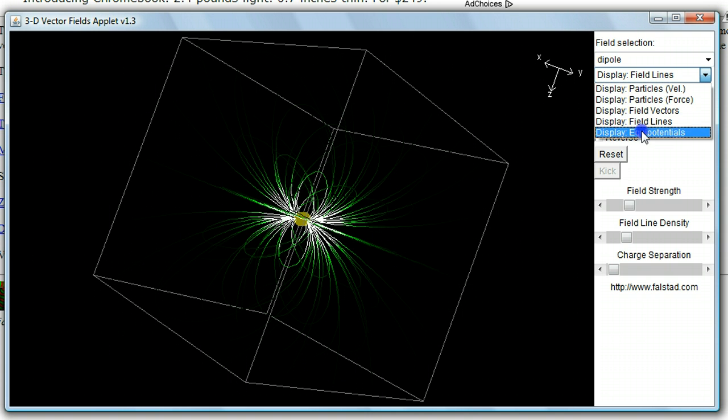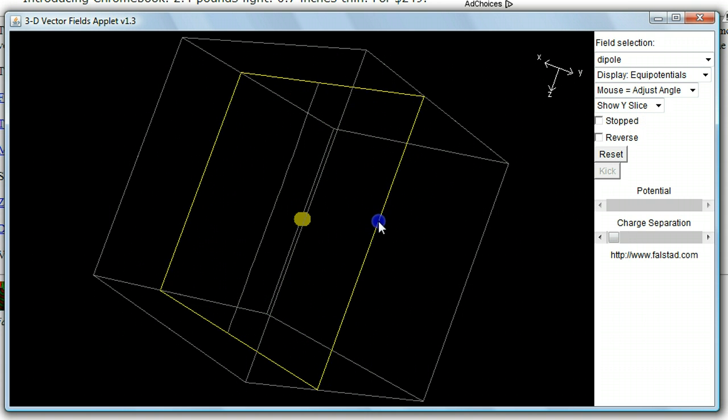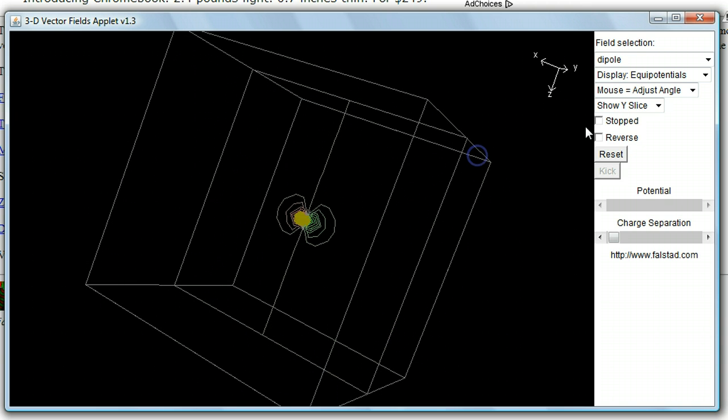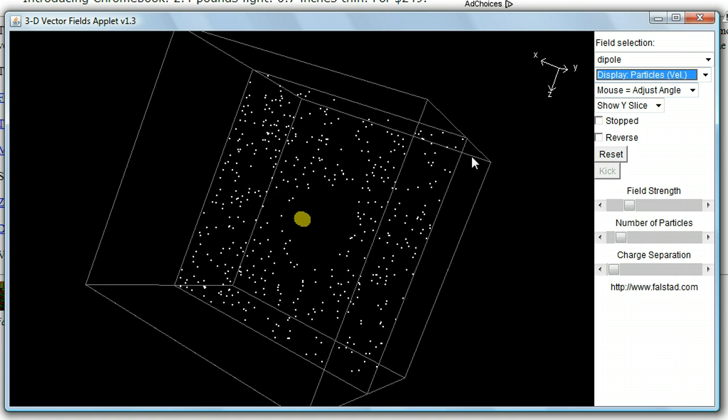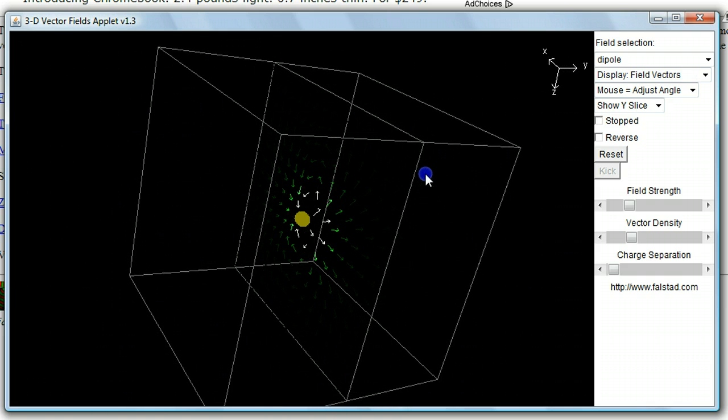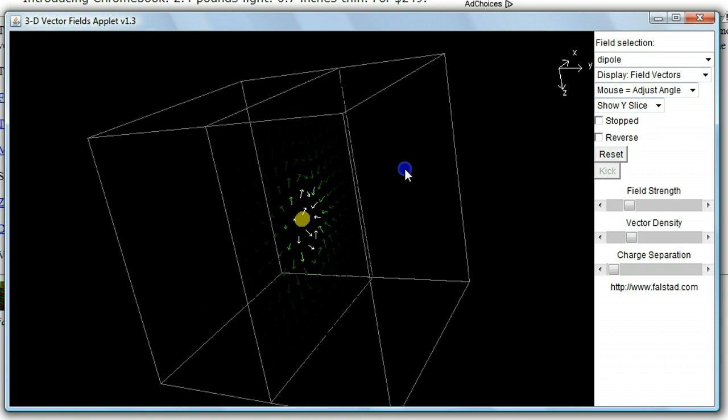We'll eventually get to displaying equipotentials. That'll be something that we'll talk about at some point in the near future, next section, so to speak. But for now, just focus on things like the field vectors and the electric field lines, because that's going to form a foundation for you to understand everything that happens after that.